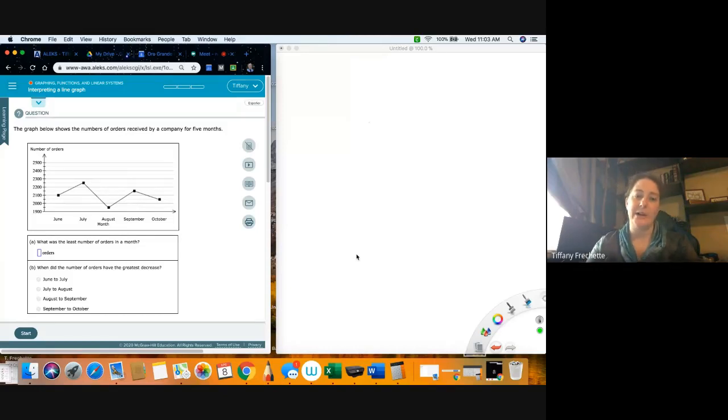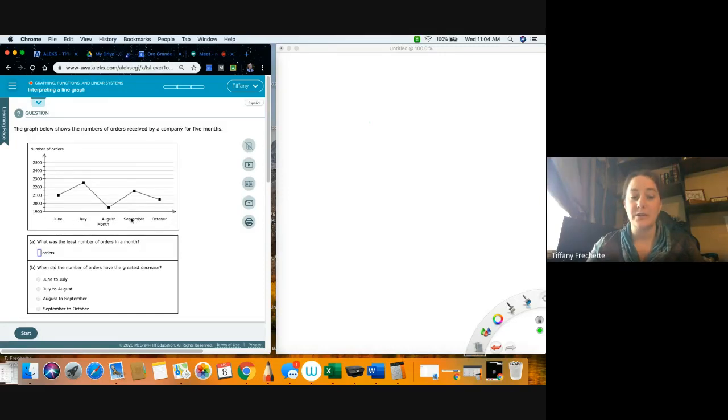Interpreting a line graph. All right, so it says the graph below shows the number of orders received by a company for 5 months. So then we see this graph that's kind of going up and down here. And interpreting a graph just means, can you understand what it's showing you? So this line on the side is the number of orders, and it tells us that number of orders. And then on the bottom here, it tells us month, and we can see June, July, August, September, October.